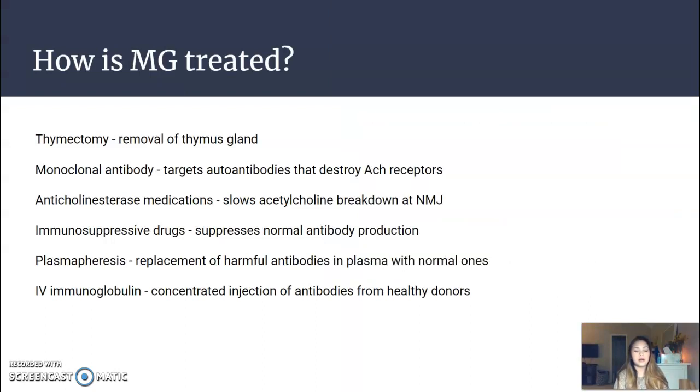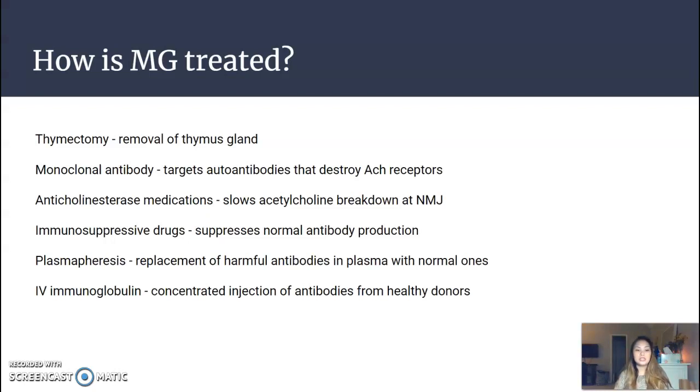MG can be treated through a variety of different ways. For most people, they try to avoid doing a thymectomy if they can, because the thymus gland has a very big responsibility for the body. However, a thymectomy can be proposed for myasthenia gravis patients, which is a removal of the thymus gland in total. There's also the option of monoclonal antibodies, which is a process that targets autoantibodies that destroy acetylcholine receptors.